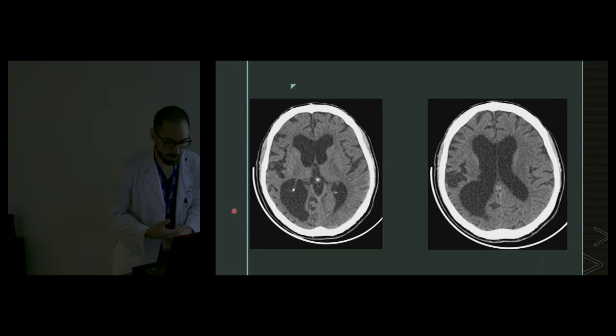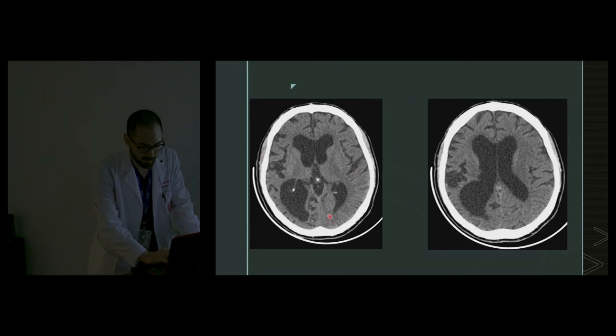In these two axial CT images, at the level of the pineal gland and the lateral ventricles, we see evident unilateral brain parenchymal volume loss of the right hemisphere, which is characterized by prominent cerebral sulci and ventriculomegaly.